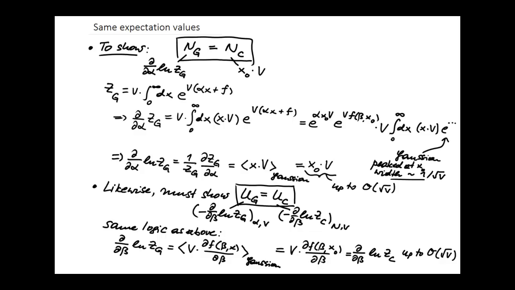So up to this point we have shown 3 things. First of all, on the previous page, we found a simple formula that relates the log of the grand canonical partition function to the log of the canonical partition function. And then on this page we have shown that both partition functions give the same values for particle number and internal energy.